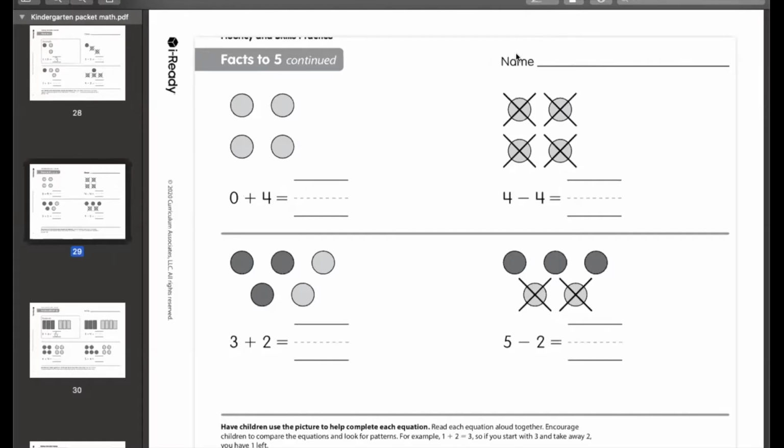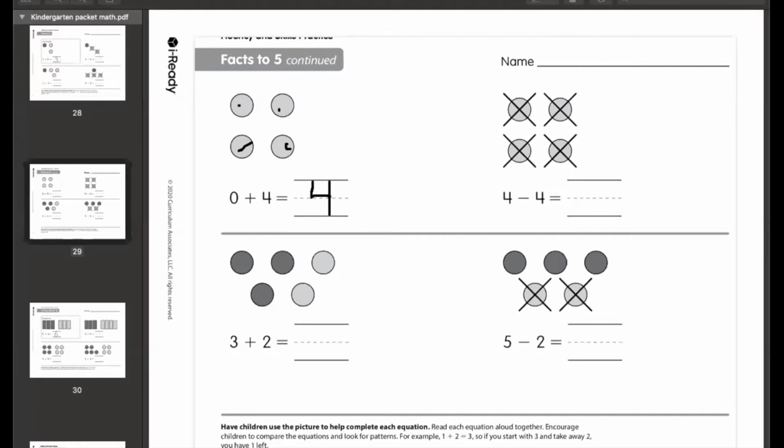Well, let's use our brains and count it up. 1, 2, 3, 4. Okay, so that's 4 circles that we have. Now that we have those 4 circles, that is going to be our answer, and we're going to write the number 4, just like you did yesterday on page 28. It's the same thing. You're going to add and then you're going to subtract.